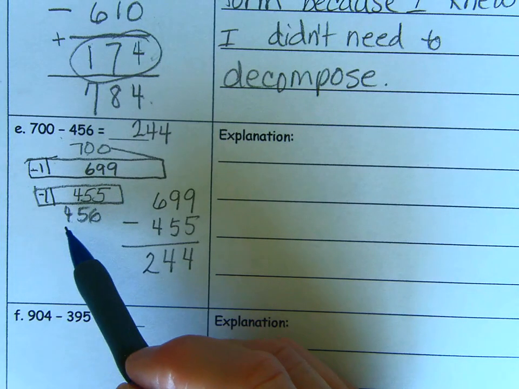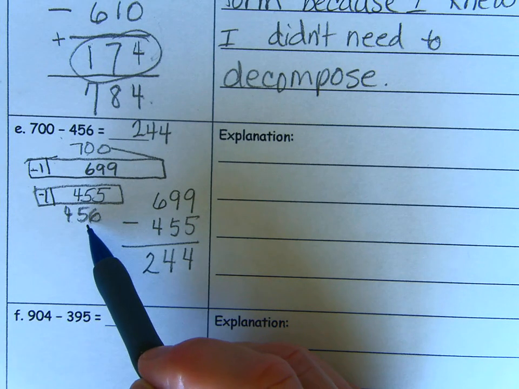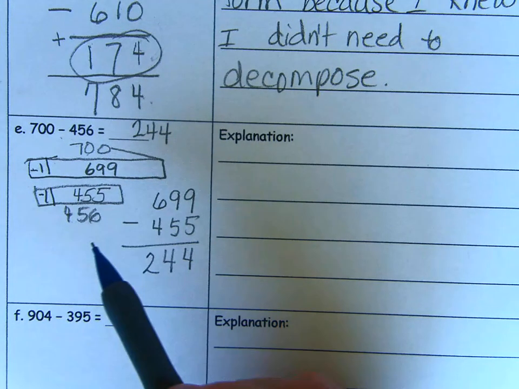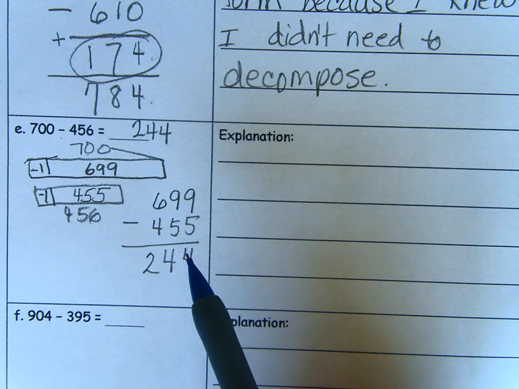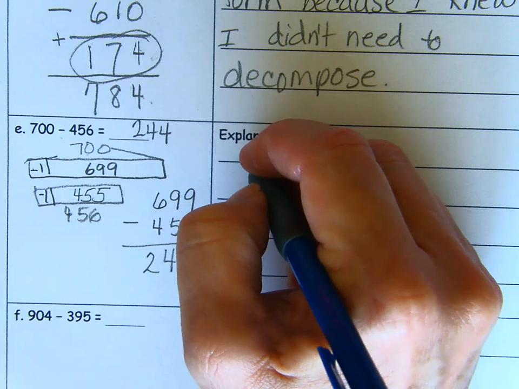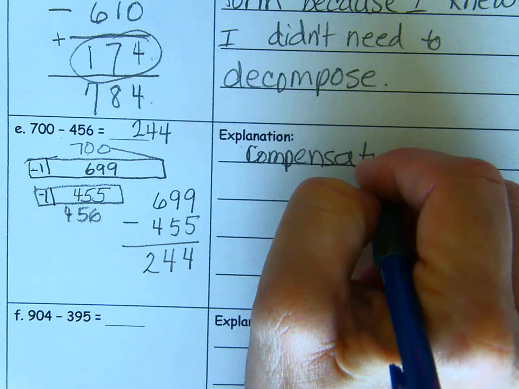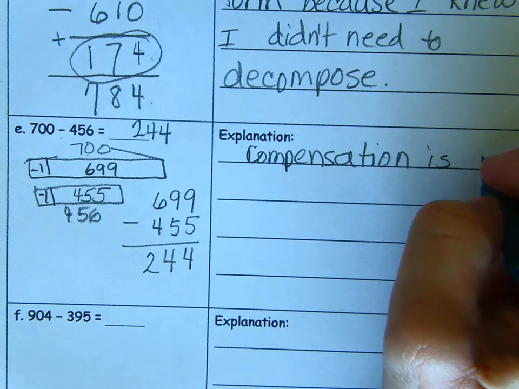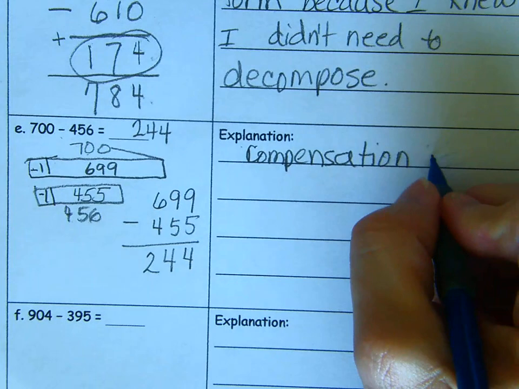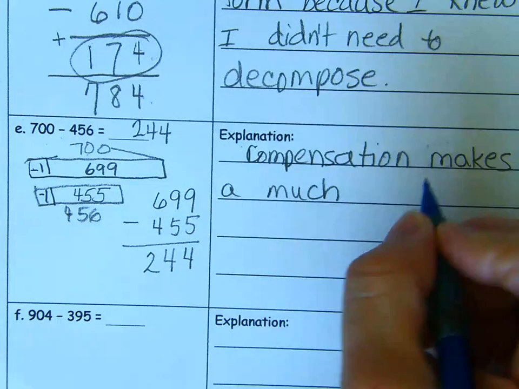Although this is a much simpler problem than 700 minus 456. We have to take 100 to make more 10s and then a 10 to make more 1s. Much harder to do and a lot of work in your chip model. This is much faster. Compensation makes a much easier problem to solve.